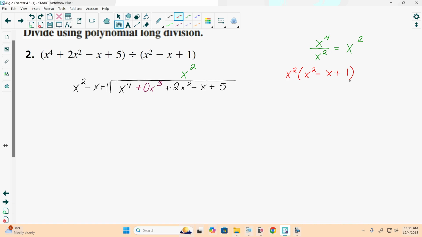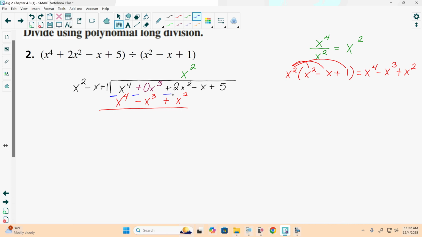And just like before, we're going to have to multiply through. x squared times x squared is x to the 4th. x squared times negative x would be negative x to the 3rd. And x squared times 1 is plus 1x squared. So we're going to put our x to the 4th minus x cubed plus x squared underneath their like terms. And then we're going to subtract.